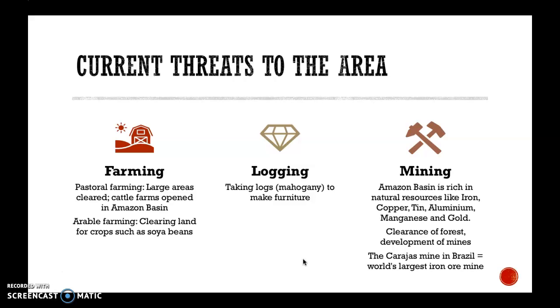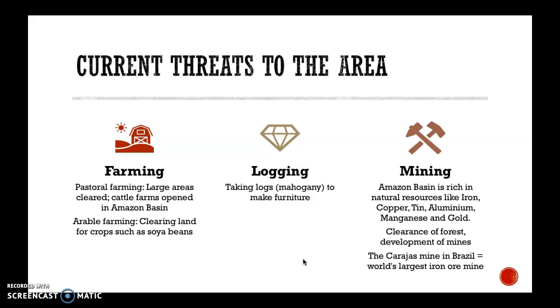Farming is one of the main threats. There's both pastoral farming and arable farming. Pastoral farming is basically large areas being cleared for cattle farms. There are a lot of cattle farms by the Amazon basin that's opened up, and that's really dangerous because they just clear the area and leave it like that. So they're basically tearing down some of the rainforest. And it's the same thing with arable farming. They do it so that they can have crops such as soybeans or anything like that.